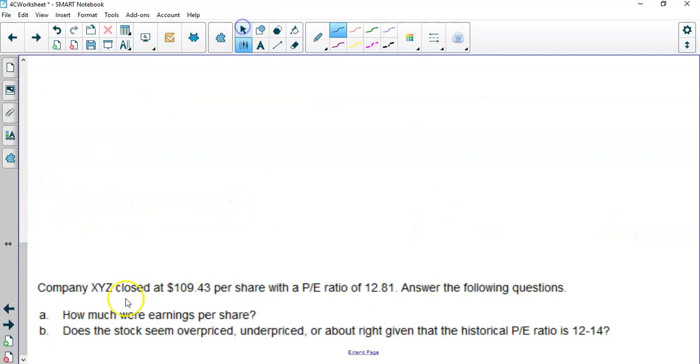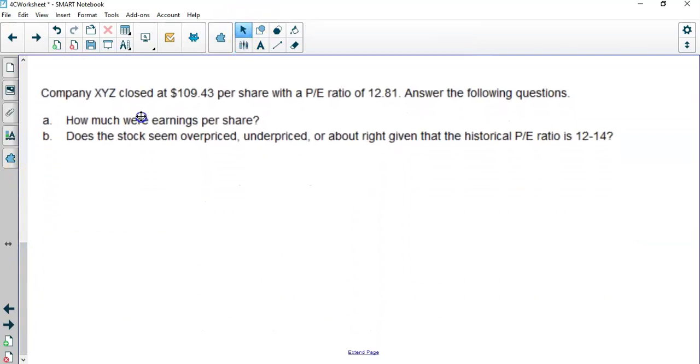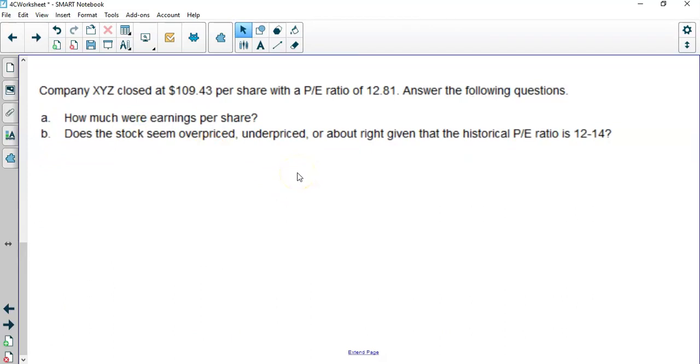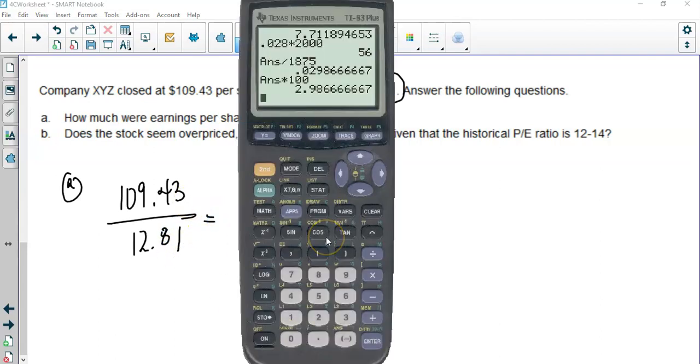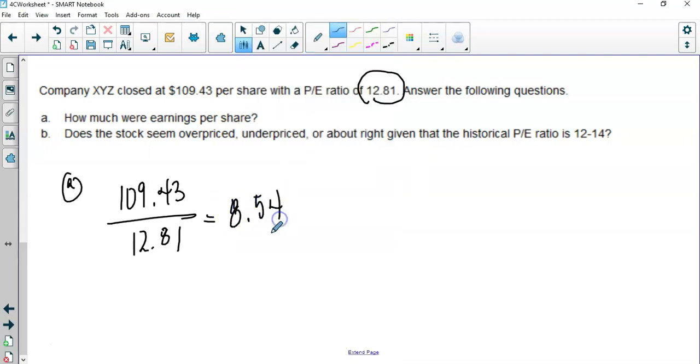Last one. I'll move it up. XYZ stock. $109.43 per share with a PE ratio of 12.81. How much were the earnings per share? So for A, I'm going to take that 109.43 and divide by this price divided by earnings, because that's what this is, right? So that's the ratio that I'll need to divide by. 109.43 divided by 12.81 gives me 8.54, $8.54.